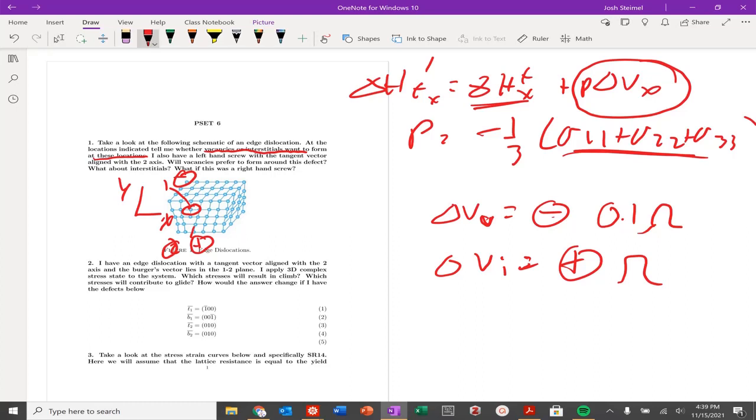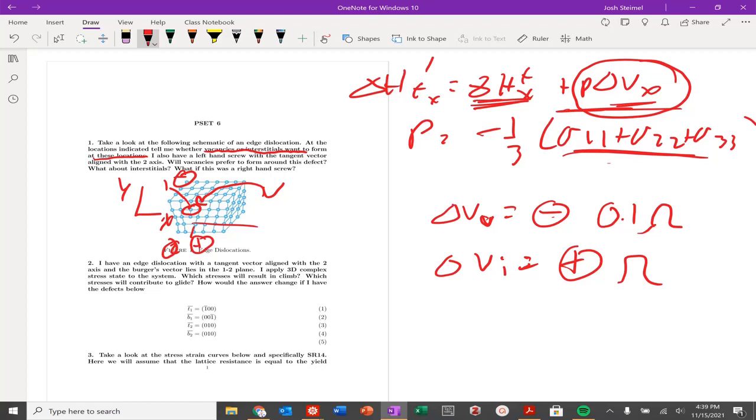So for the vacancy, it's a negative change in volume, and our pressure, because this is going to be negative here, it'll be positive, so we get a net minus sign in this term. So that means, again, this standard enthalpy of formation will be reduced. So if we're reducing essentially the enthalpy of formation, they're going to want to form here. So vacancies are going to want to flood in this region. They're not going to want to go into this region.